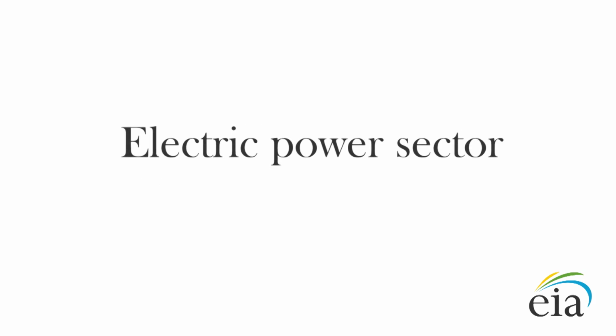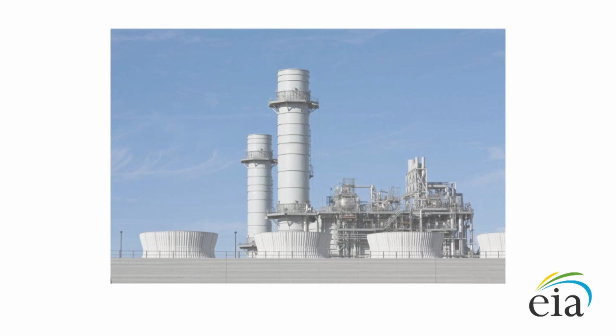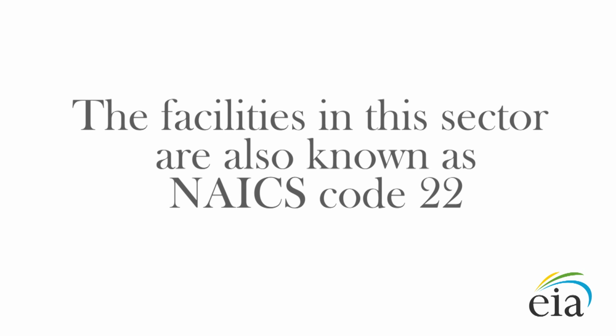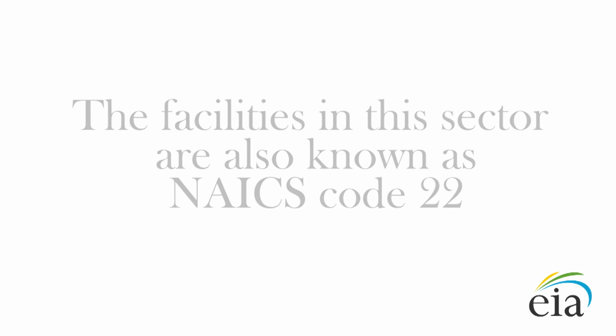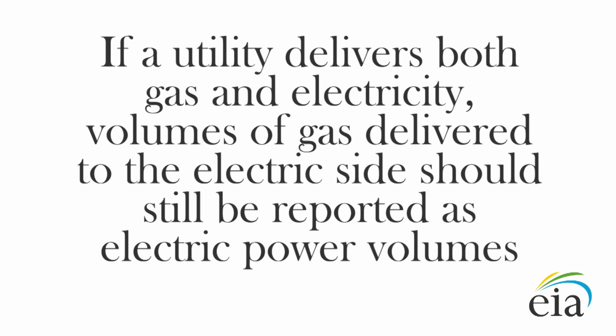Electric power sector. The electric power sector is defined as electricity-only plants and combined heat and power plants. These plants' primary business is to sell electricity or electricity and heat to the public. The facilities in this sector are also known as NAICS code 22. If a utility delivers both gas and electricity, volumes of natural gas delivered to the electric side of the utility should still be reported as electric power volumes.